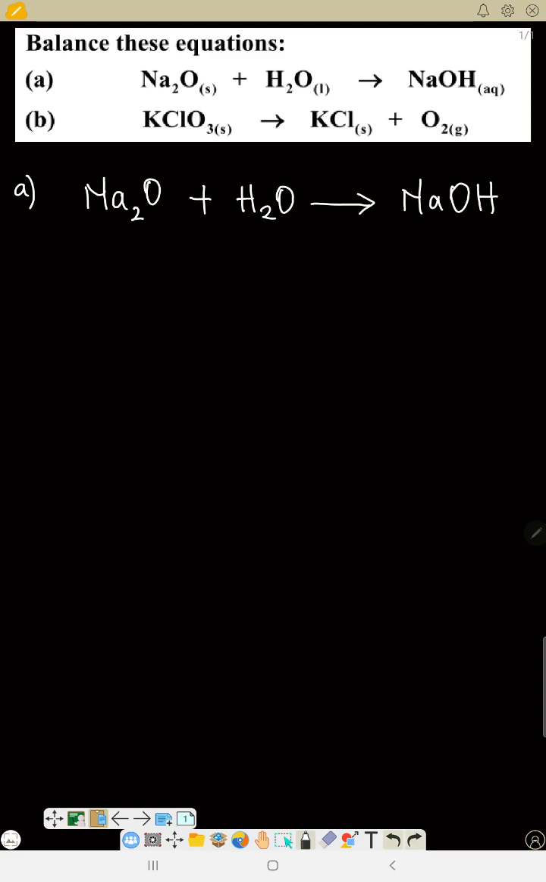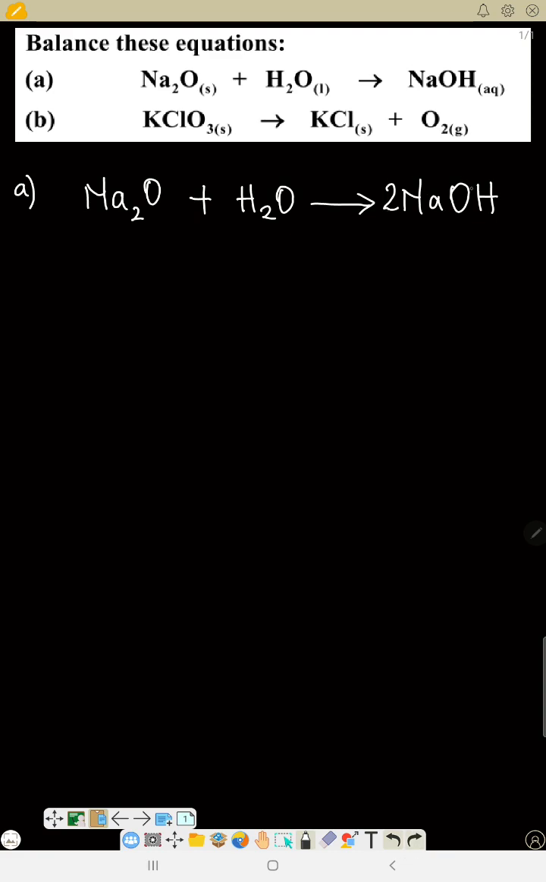Remember, in any balancing here, balance hydrogen or oxygen last and then do hydrogen before oxygen. Watch the previous video to understand better. So now, how many sodium do you have here? 2. How many sodium do you have here? 1. I'll just put 2 at the back so the sodium is balanced.